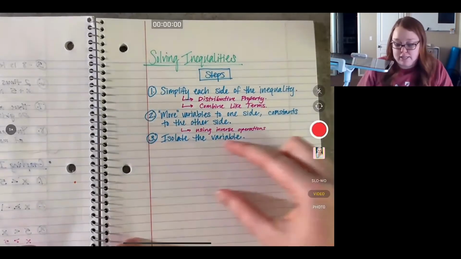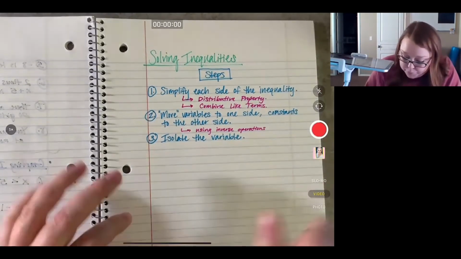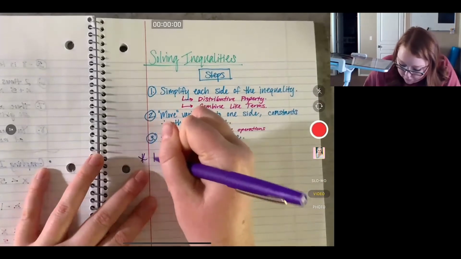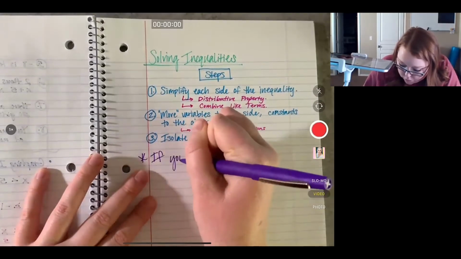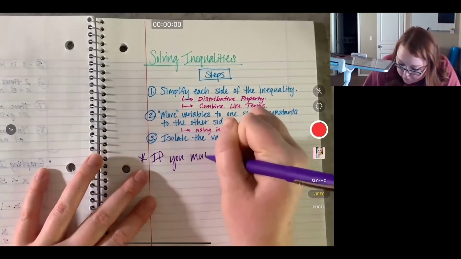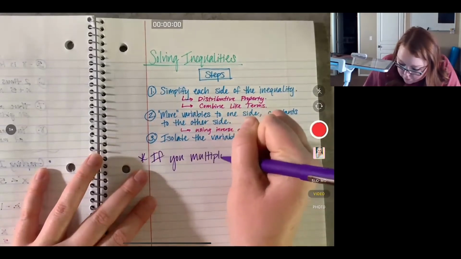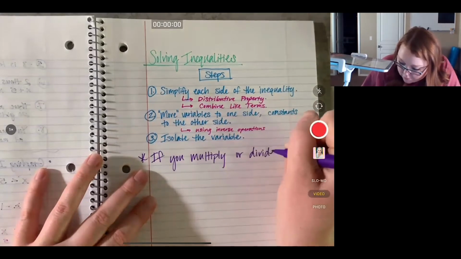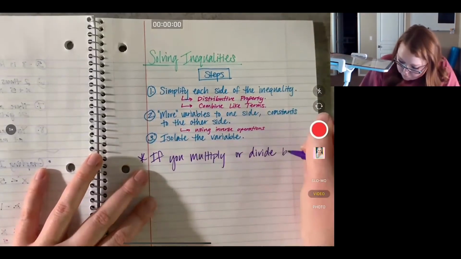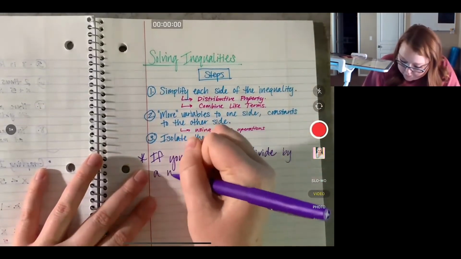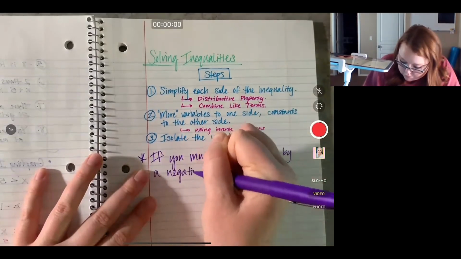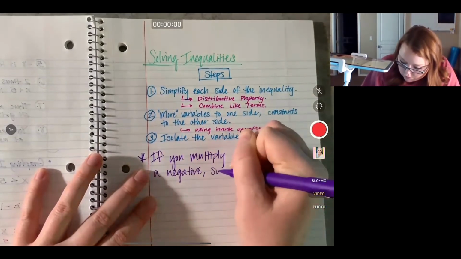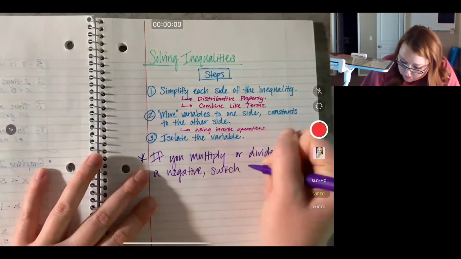So you're going to write that nice and big right here. If you multiply or divide by a negative, switch the sign.